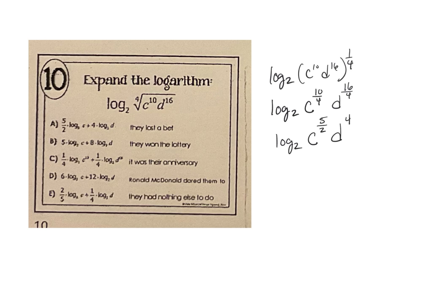Okay, so just like our previous problem, here are two numbers that are being multiplied, and they also have exponents. So we can separate them with the plus sign, and we can pull those exponents down front. So we're going to have 5/2 log base 2 of c plus 4 log base 2 of d.